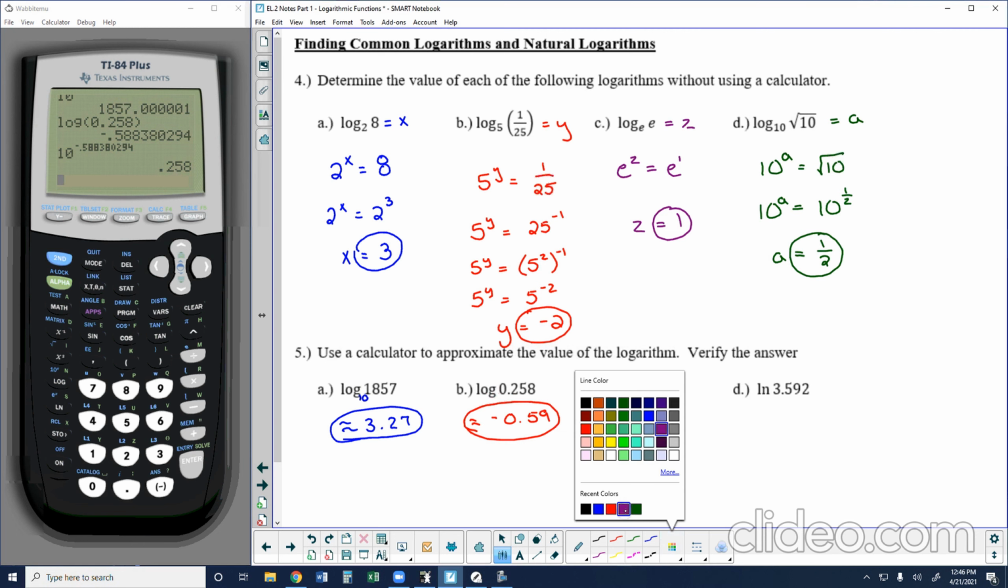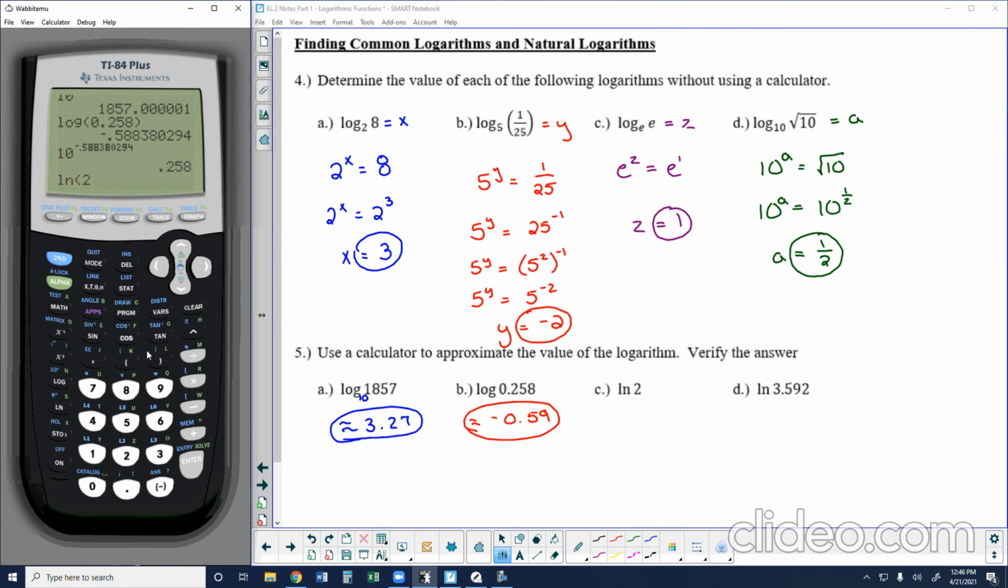Now in C, we can do the natural log. So we can use the natural log button here. So the natural log of 2 would be approximately 0.69. To verify this one, natural log is of base e. So we could do e to this given exponent that we found and see that that is 2.